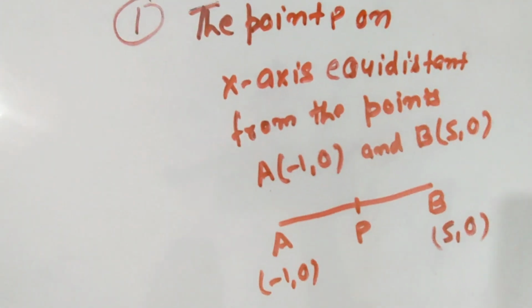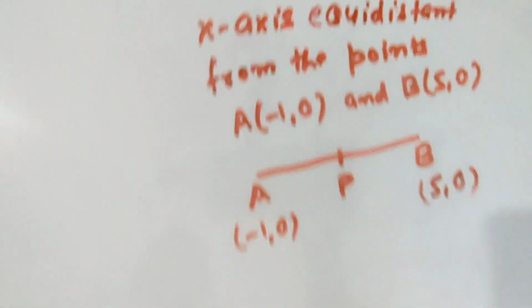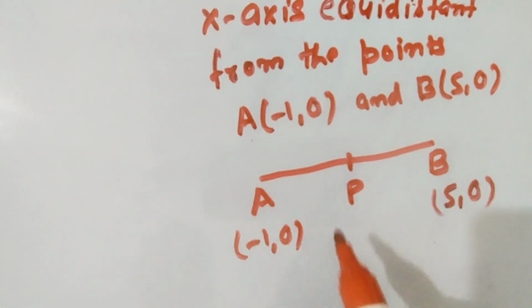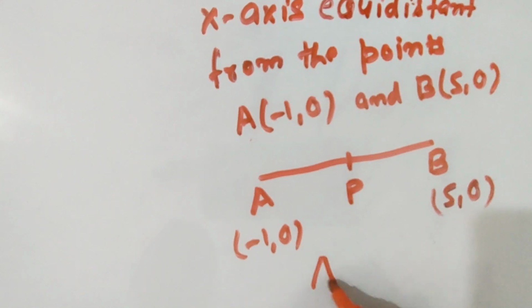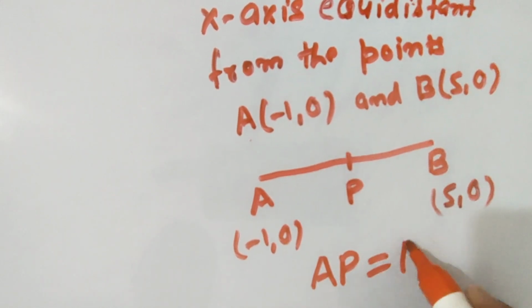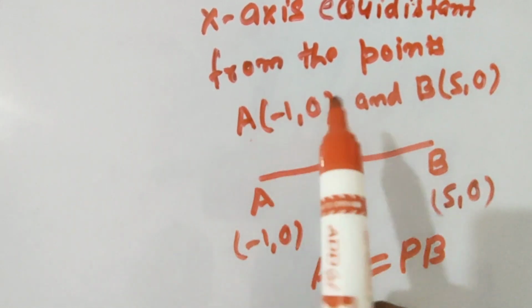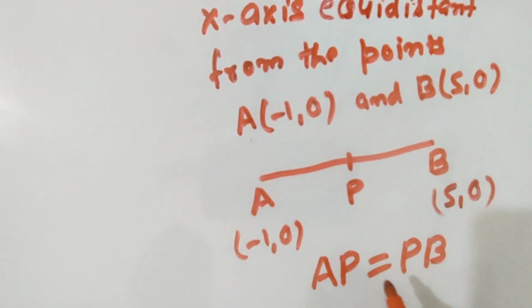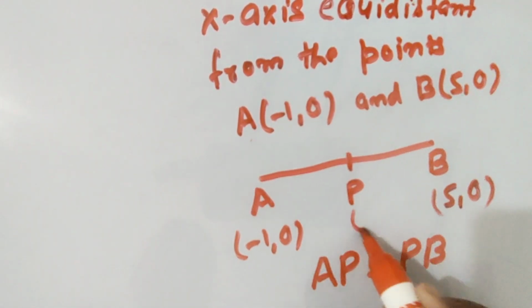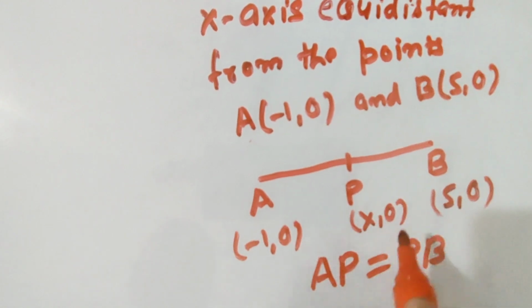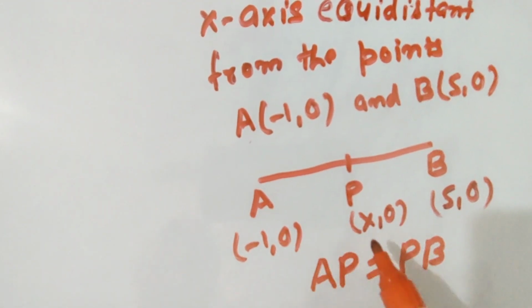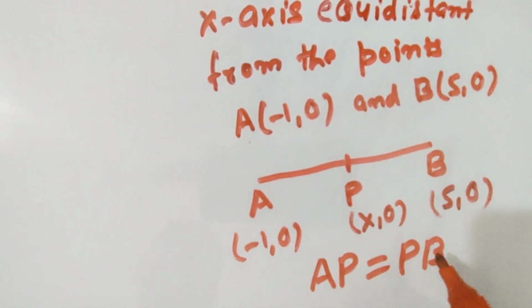First I explain how to solve the 3 marks question. In a 3 marks question, AP equals PB, because the question says equidistant. P is a point on the x-axis, so its coordinate is (x, 0). If the y-axis is given, then you put (0, y). Then here AP equals PB.